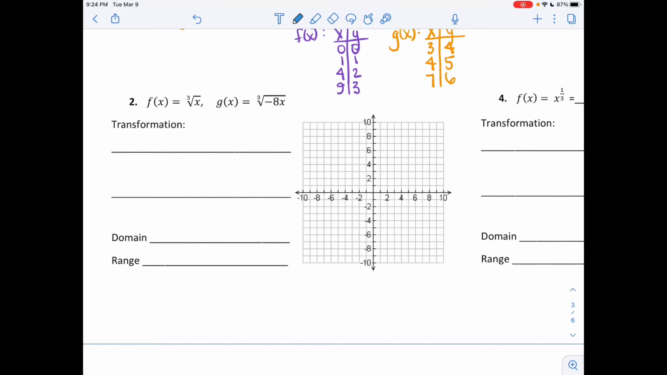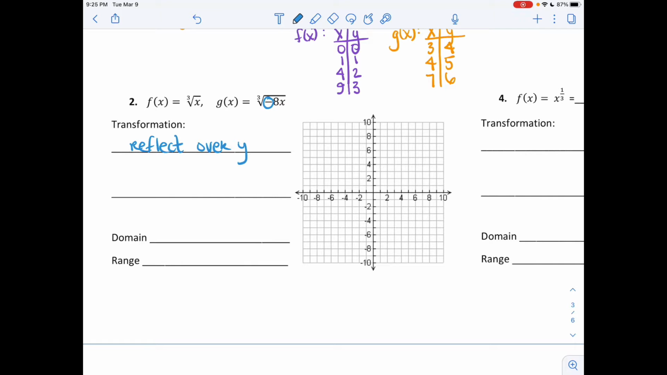So looking at the negative, I notice that it is inside with x, and so that means that I am reflecting over the y-axis to affect my horizontal or my x values. So this is a reflect over y. Refer to your chart if you need to.